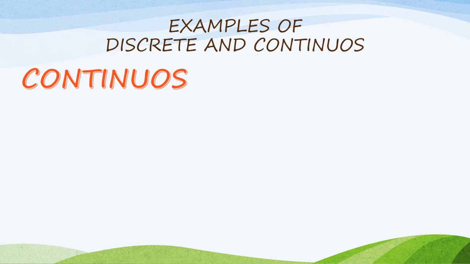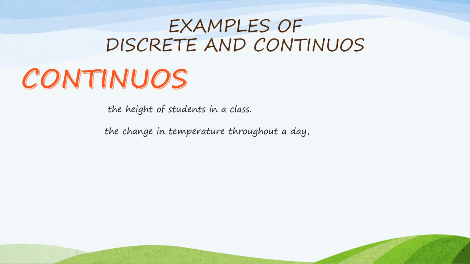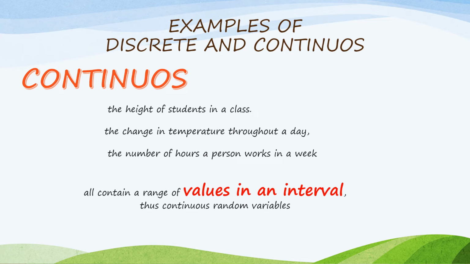Let's have now the continuous random variable. The example of this is the height of a student in a class, the change in temperature throughout a day, the number of hours a person works in a week. If you're going to observe, all contain a range of values in an interval, and thus can be considered to be a continuous random variable.